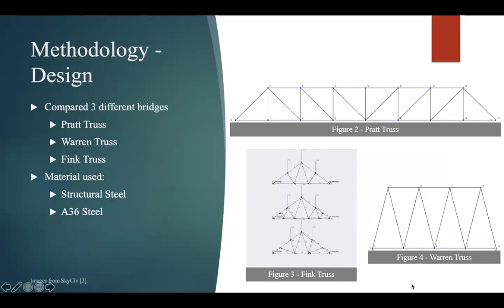To determine the optimal design for a pedestrian footbridge, we considered the Pratt truss, Warren truss, and Fink truss. The Pratt truss bridge has vertical and diagonal members that point towards the center of the bridge. The truss's geometric properties make it easy, simple, and efficient to design and construct.